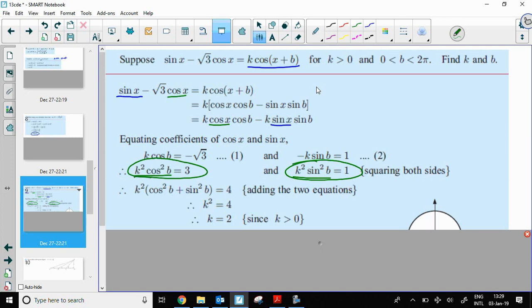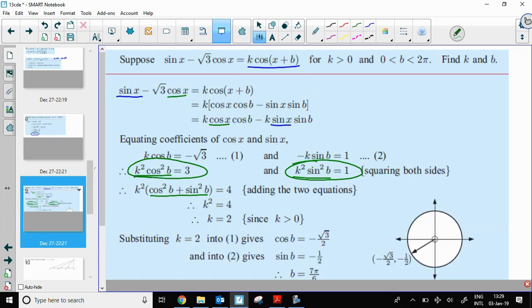Factoring out the k squared, we've got cosine squared plus sine squared in there. That just becomes a 1. So we actually are eliminating the cosine squared and the sine squared. And then we just figure out, okay, k squared is 4, so k is either plus or minus 2. But we're told that k is positive, so k has to be equal to 2.